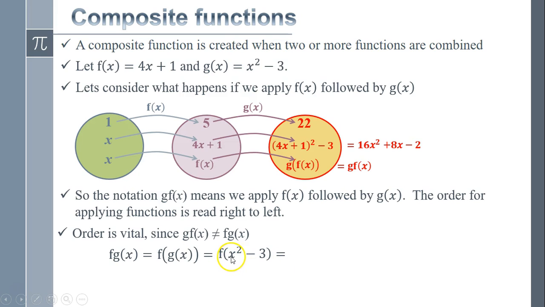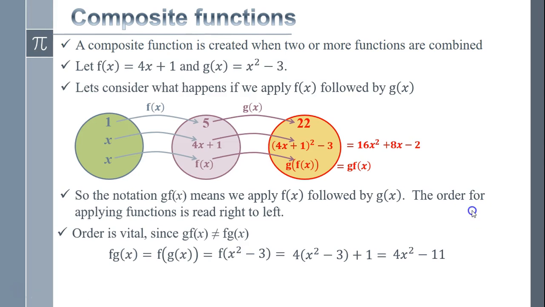And so what that means is I've got to take my x squared minus 3 and put it into here. So I'm going to replace the x with x squared minus 3. So I've got 4 bracket x squared minus 3 plus 1. Do a bit of multiplying out the brackets, and we've got 4x squared minus 11. And clearly that thing there is completely different to this one here. So that's the purpose of this slide, to really illustrate the point that firstly, you read them kind of the wrong way around, and secondly, that order is vital, because gf of x is not the same as fg of x.